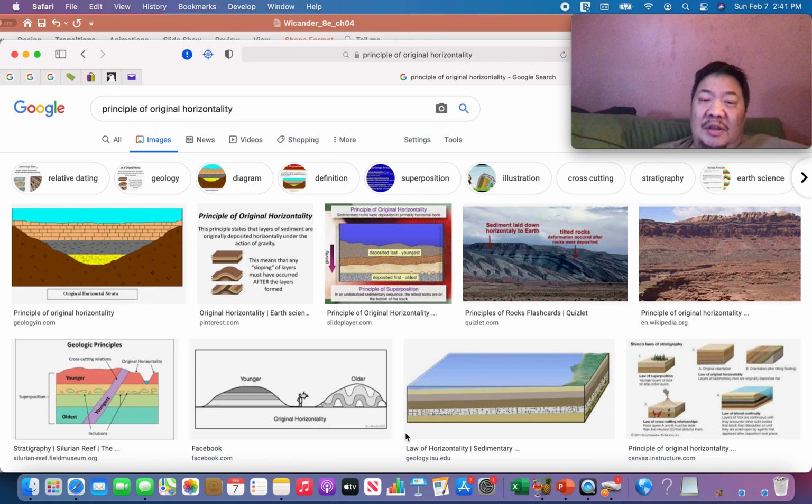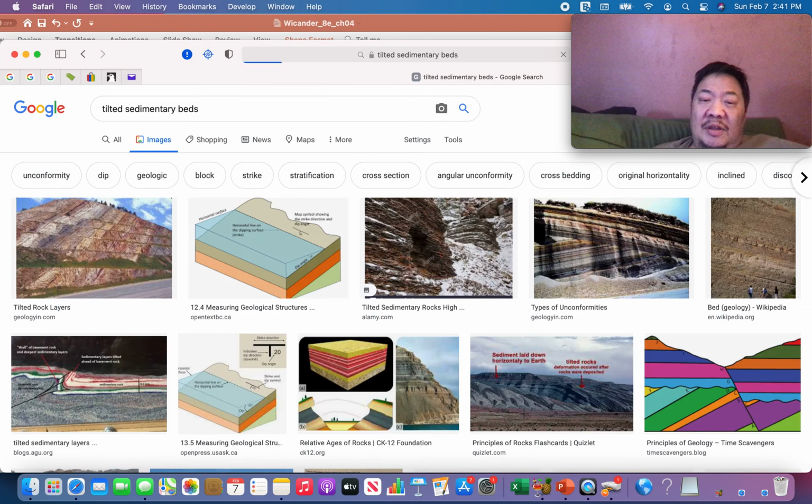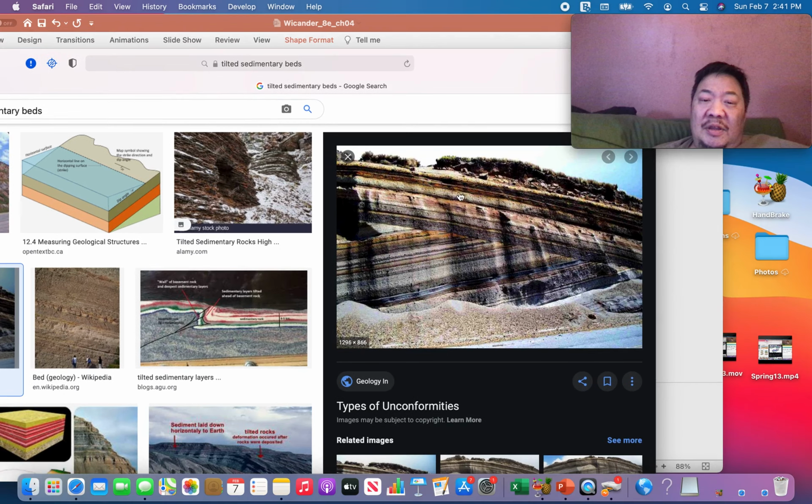And what that tells us is that if you and I go out and look at sedimentary rocks, and we find that those rocks are not horizontal, such as these beds are not horizontal, we know these beds were originally deposited horizontal, and then they were tilted by earthquakes. And here you can see a stack of sedimentary beds. These were originally deposited horizontal, and then they were tilted.